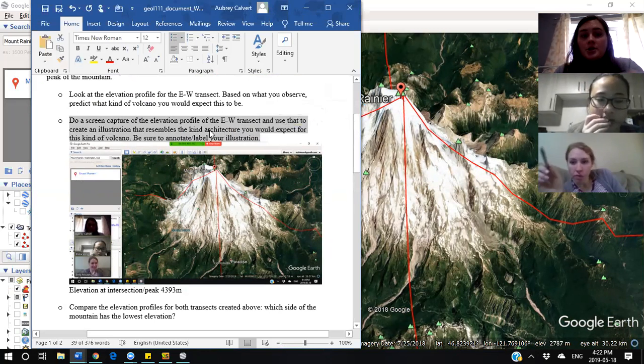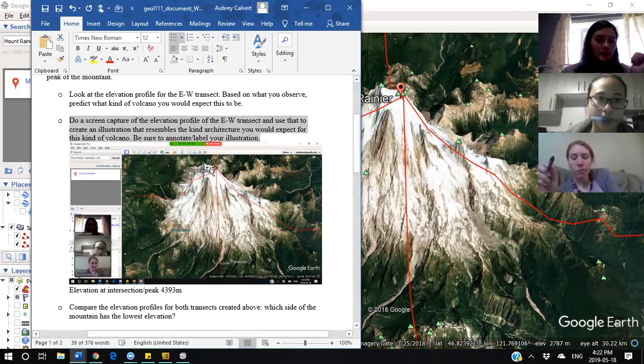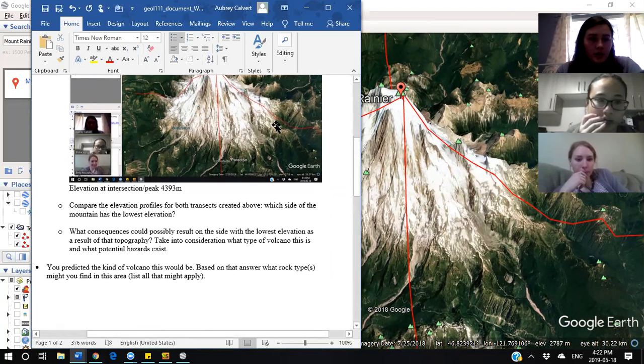The kind of architecture you would expect for this kind of volcano. So the kind of architecture you'd expect of a stratovolcano. So there'd be layers, and then occasionally there'd be some parasitic vents somewhere, like vents and stuff, maybe. Okay. Does that make more sense? Yeah. Sweet. Okay, so that will be for that second bullet.